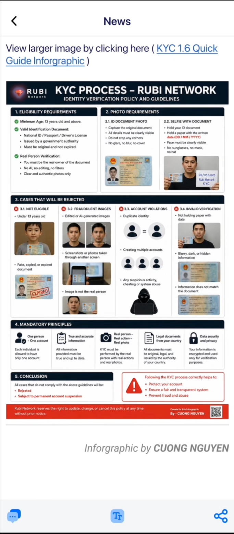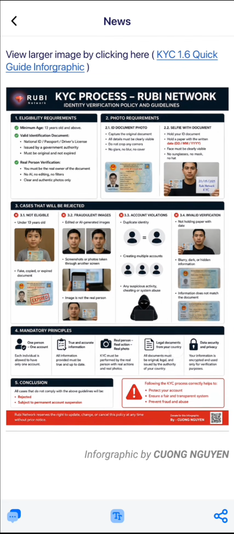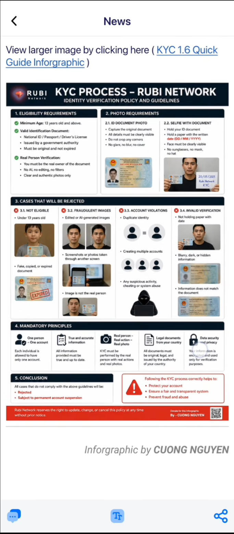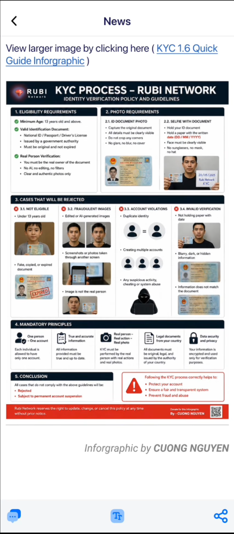So legal documents from your country. All documents must be original, legal, and issued by the authority of your country. Data security and privacy. Above all, this part is also very important, and it is their own part. They say that your information is encrypted and used only for verification purposes. Well, that's according to them. We don't know.